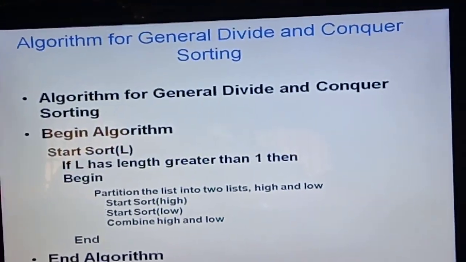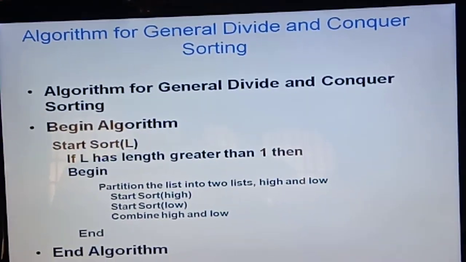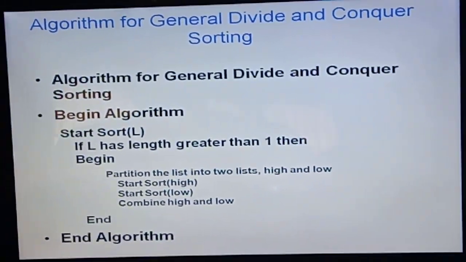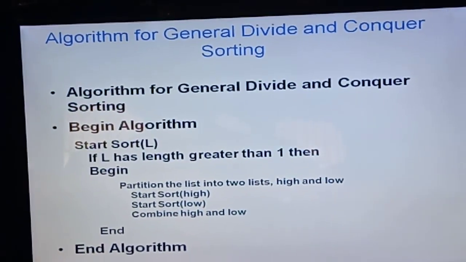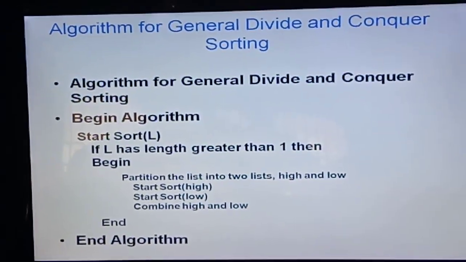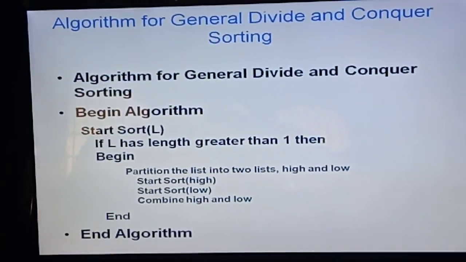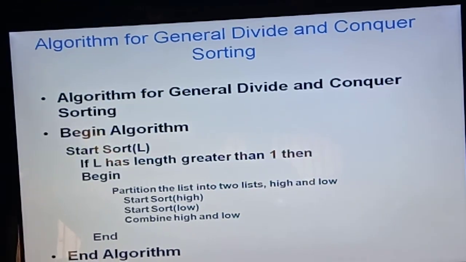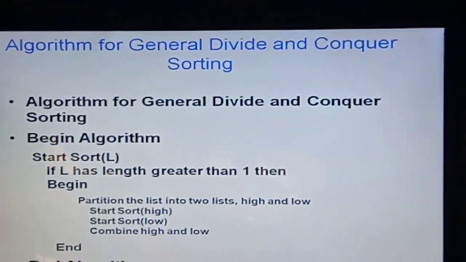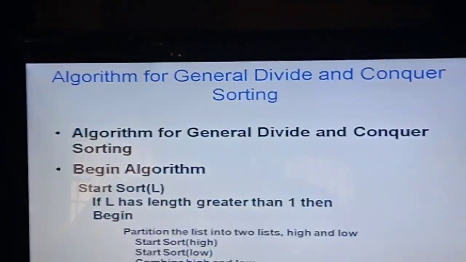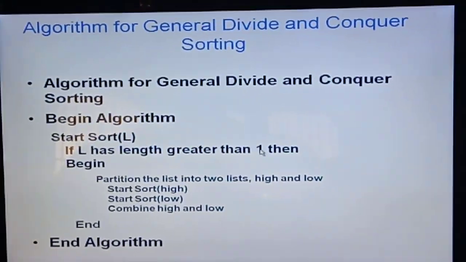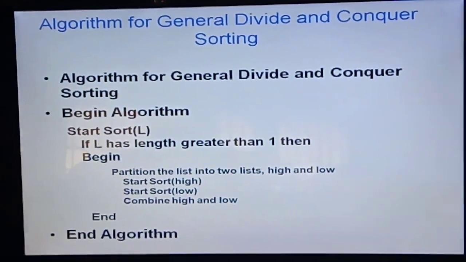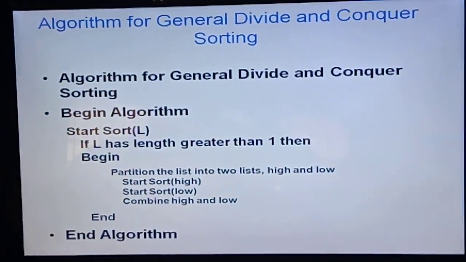Coming to the general approach, that is the general representation, the algorithm for general divide and conquer. Begin, start sorting or any other. If L has length greater than 1, then begin. Partition the list into sublists. If the length is equal to 1, then you can stop, because 1 cannot be divided into partitions. So until 1, we can divide the problem into subproblems.